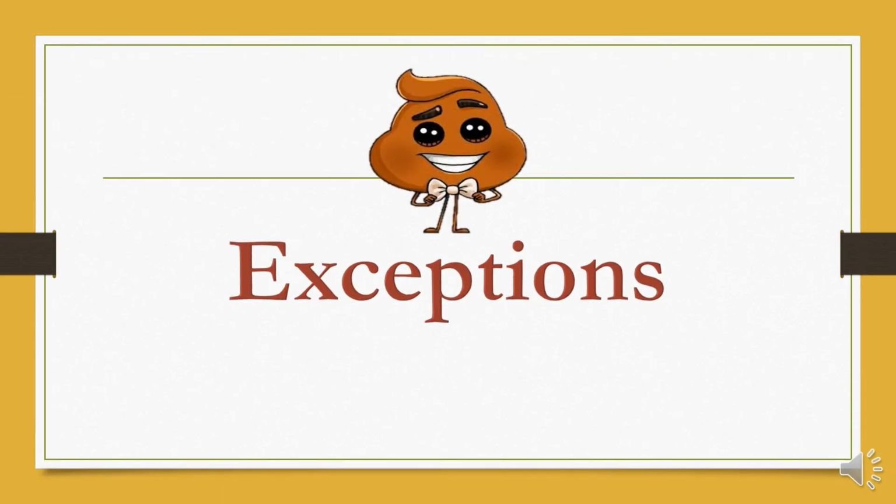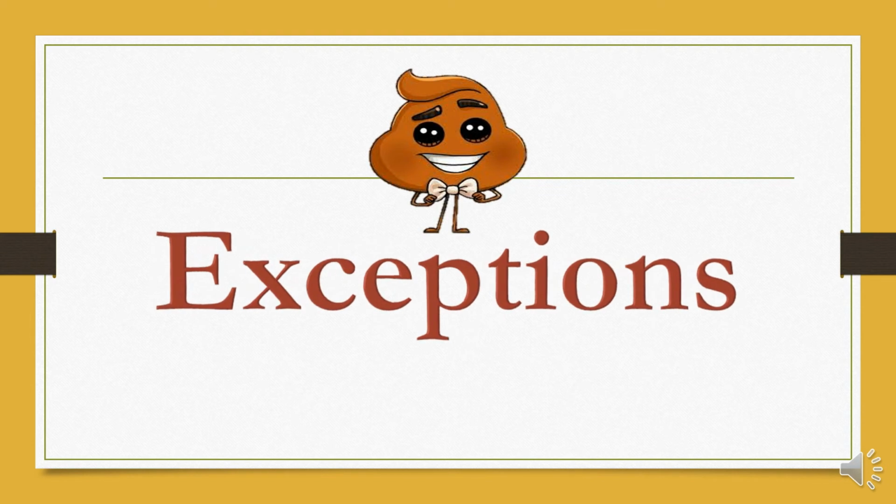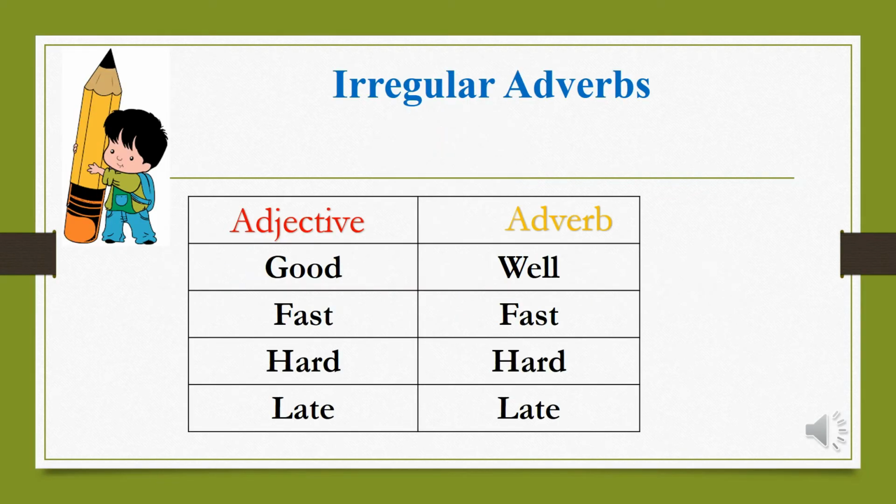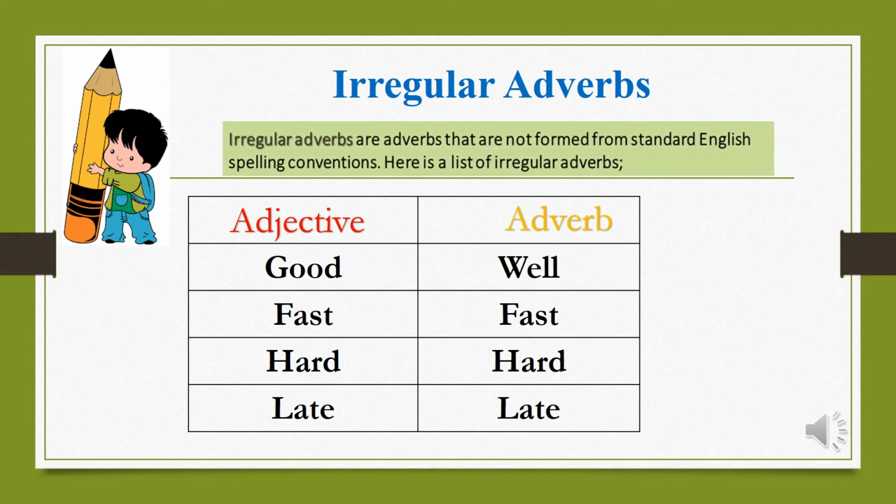There are some irregular adverbs. Irregular adverbs are adverbs that are not formed by the standard English spelling conventions. That means, children, we are not adding ly to form these adverbs. Here is a list of irregular adverbs. Good, well. Fast. Hard. Late.